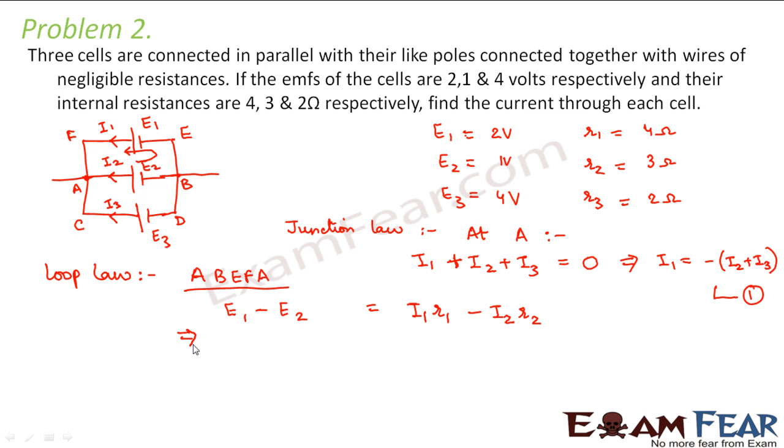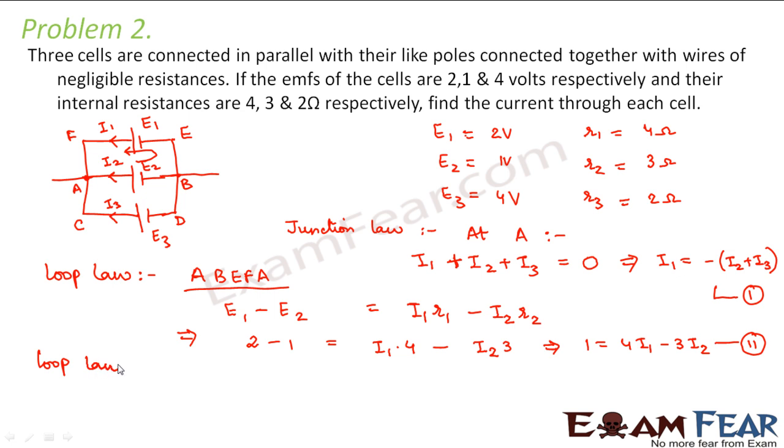So now we can put the values. E1 is 2 minus E2 which is 1, this is equal to I1 into R1, which is 4, minus I2 into R2, that is 3. From this we get 1 is equal to 4I1 minus 3I2. So this is my second equation.